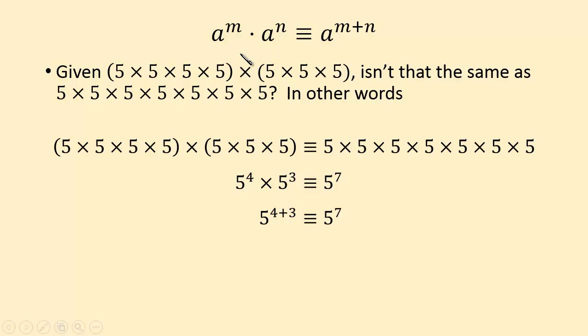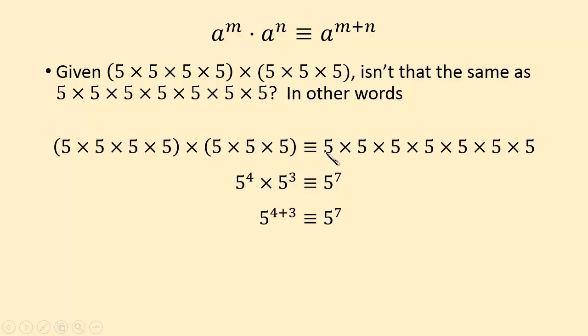So let's see how this makes sense. It's always important that you see some kind of intuition in these things. It should make sense to you. It shouldn't just be some crazy formula you are memorizing. So here, let's suppose we have 5 times 5 times 5 times 5, and then we're multiplying that by 5 times 5 times 5. Of course, we know that this is the same as 5 times 5 times 5 times 5 times 5 times 5 times 5. In other words, this times this gives us this. That's 5 to the 4th, and that's 5 to the 3rd, and we know that's going to be 5 to the 7th.